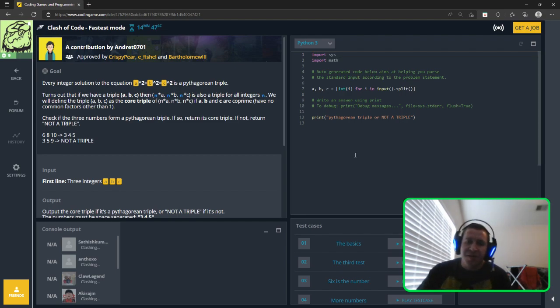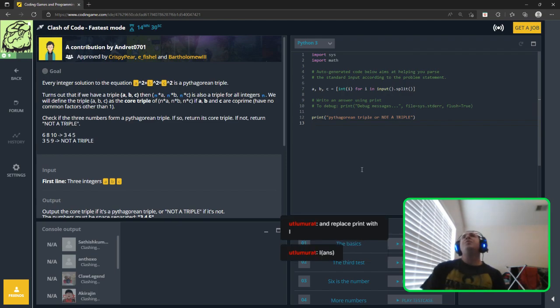Let's see. Equals int input. Oh, apologies. We'll have to do it on the next one. Let's see. Every integer solution to the equation is a Pythagorean. Oh, we were working with this a couple days ago. Or was it yesterday?